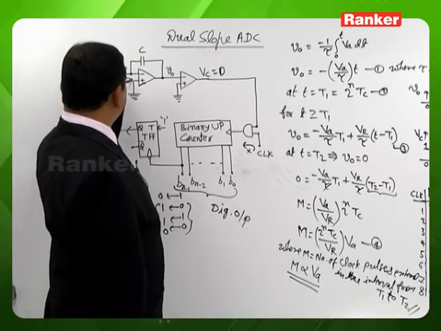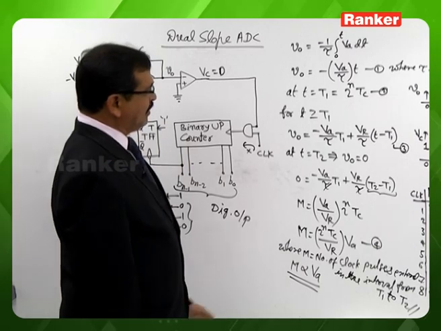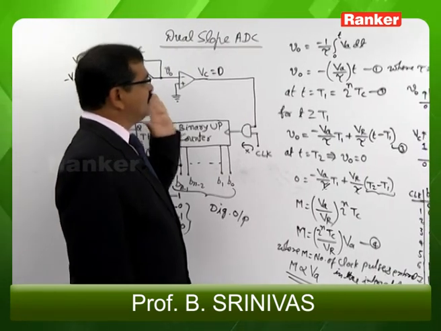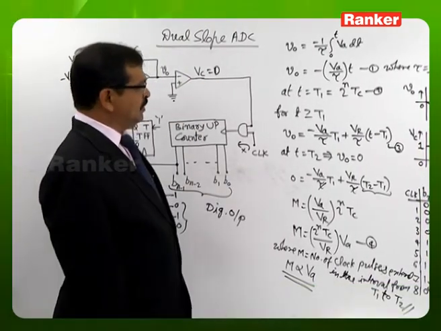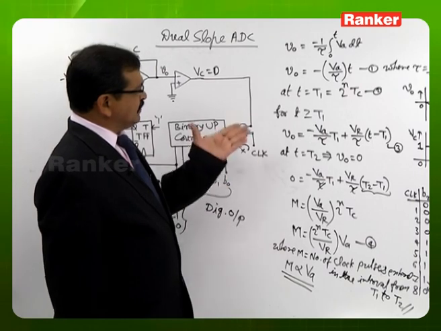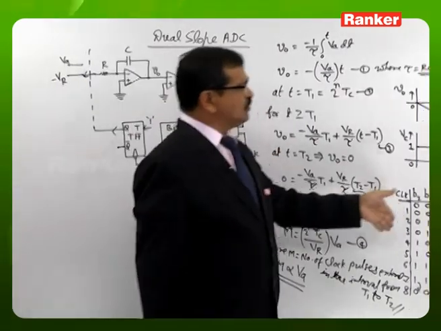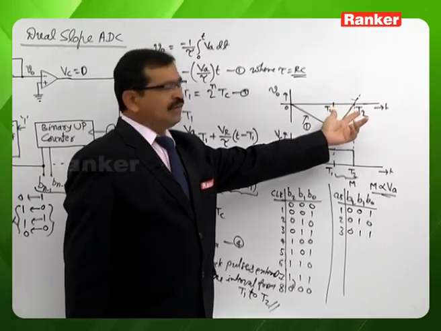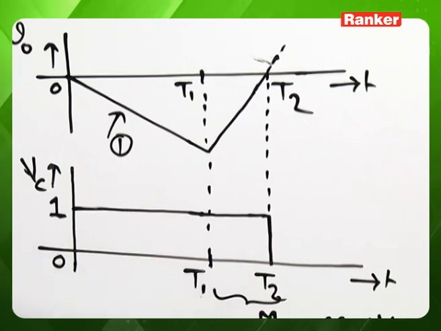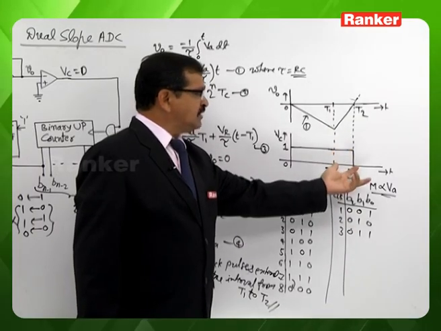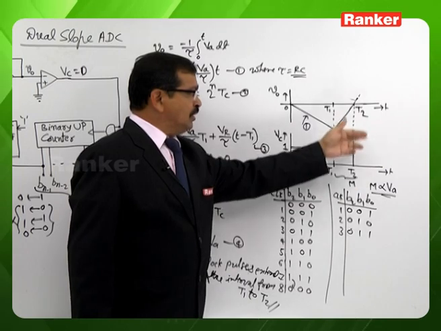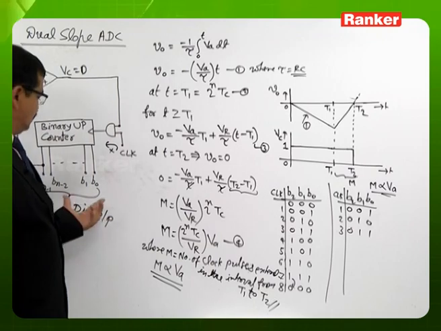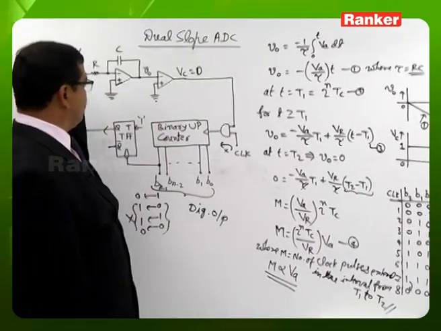Whenever it toggles, the switch is moving from VA to minus VR. Whenever it is moving from VA to minus VR, the integrator is getting a positive slope. Because of the positive slope, the waveform is moving towards the first coordinate. During this interval also, the comparator output is 1, so the clock pulses go on entering. How many clock pulses are captured in the interval from T1 to T2, until it crosses the x-axis? That number we read as the digital output, which is proportional to the input analog signal.